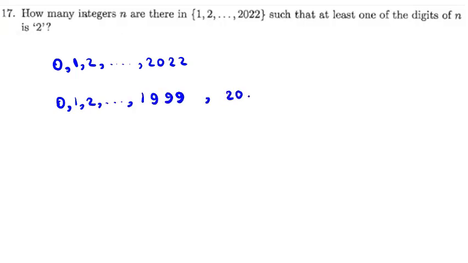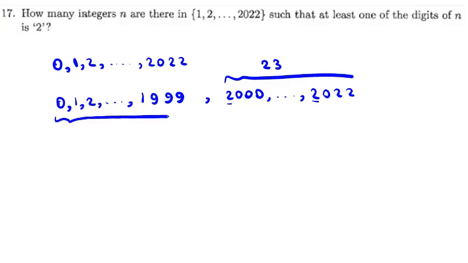Problem number 17. How many integers n in 1 to 2022 are such that at least one of the digits of n is 2? Okay, so I consider from 0, the answer is not different because 0 doesn't contain 2. So 2022. I divide it into two parts: 0, 1, 2, up to 1999, and the rest from 2000 to 2022. Here all the numbers have 2 because of this. So we have 23 numbers, this minus this plus 1.